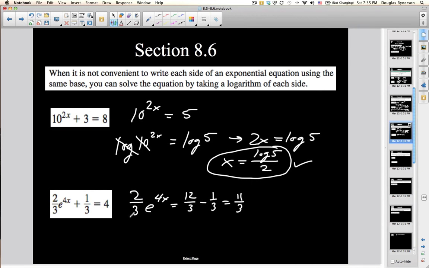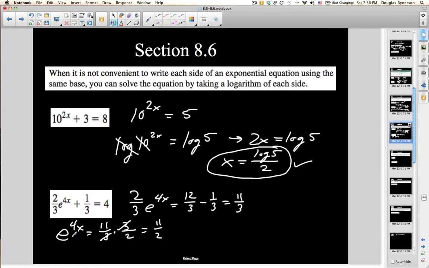Then I'm going to get rid of this coefficient, the 2/3. I'm going to multiply both sides of the equation by 3/2. So I'll get e to the 4x is equal to 11/3 times 3/2, the inverse here. The 3's cancel, and that's going to be 11/2.